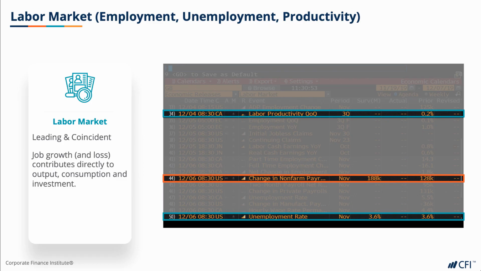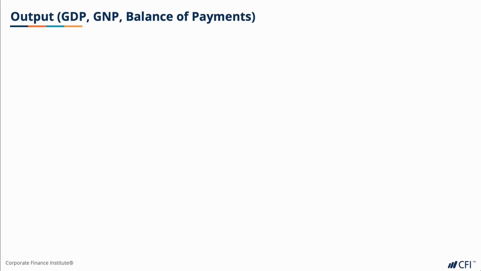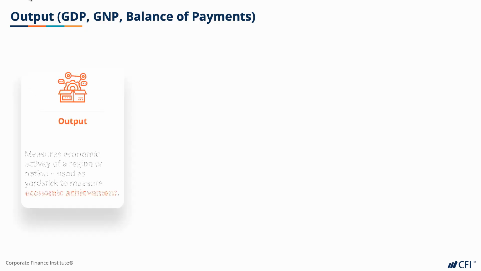Note that central banks watch labor market indicators very closely as well, as full employment is one of their mandates, generally, and each central bank has their preferred measure of labor market indicator. The next category of economic indicators that we're going to look at are broadly defined as output related. These figures track economic activity of a region or a nation as a yardstick for economic achievement.